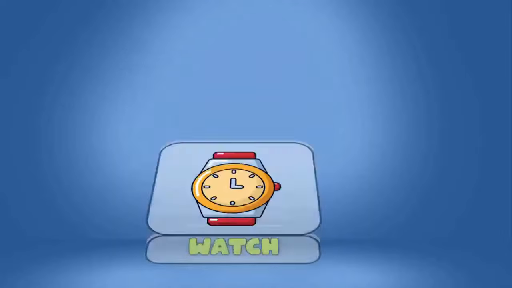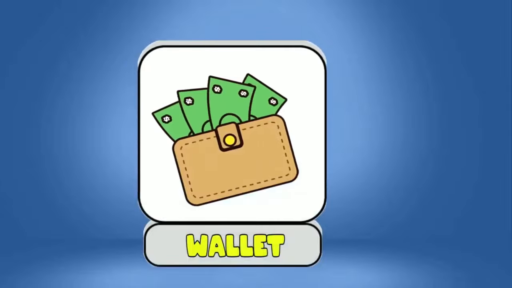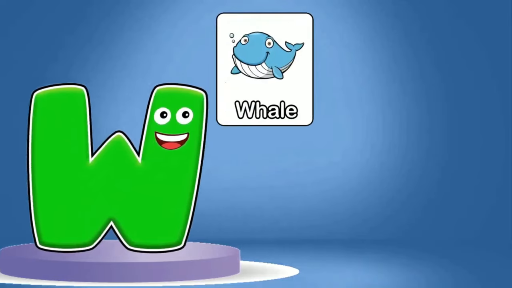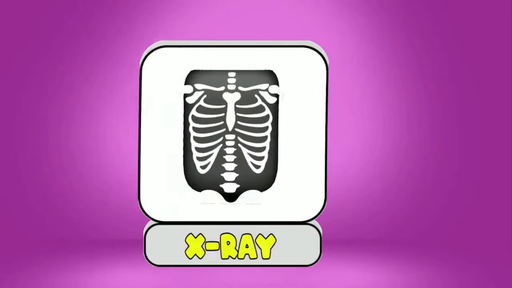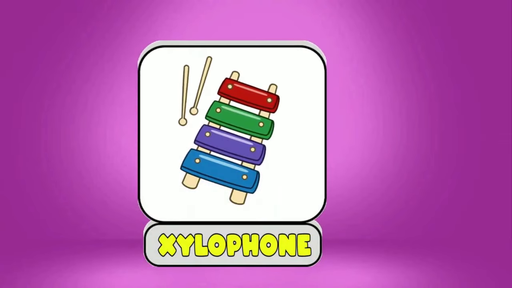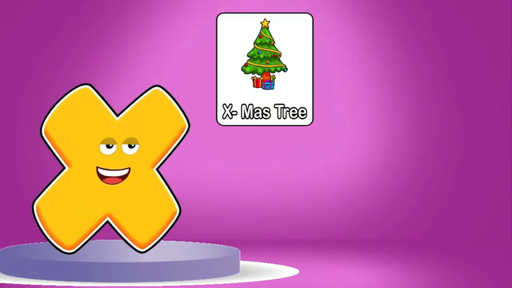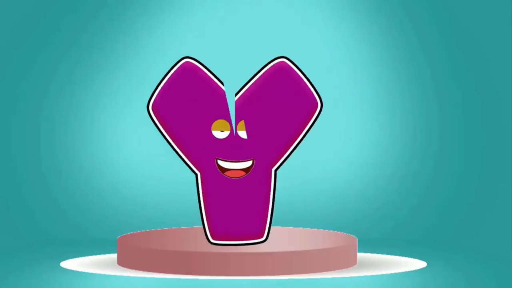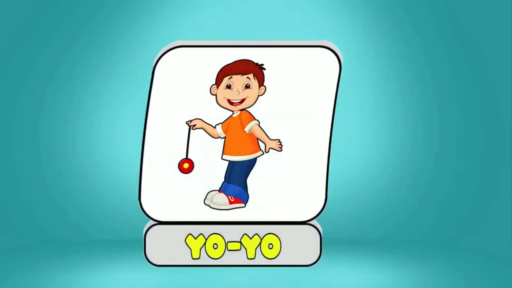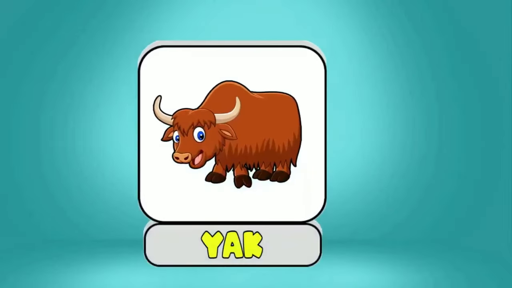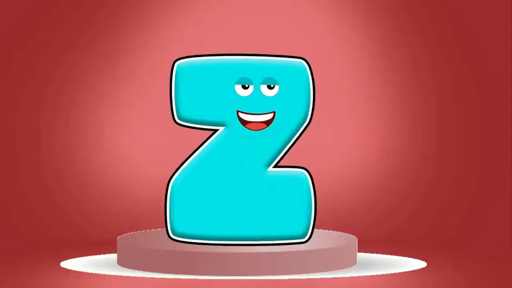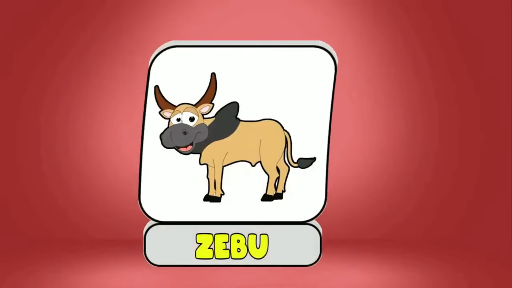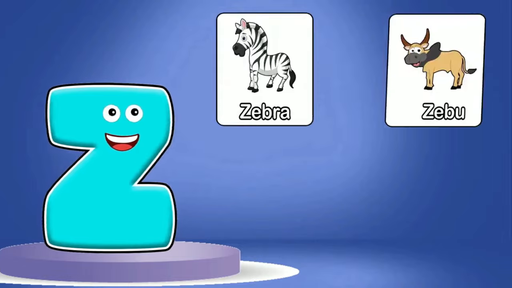This is W. W is for whale, watch, wallet. W. Whale, watch, wallet. This is X. X is for Xmas tree, X-ray, xylophone. X. Xmas tree, X-ray, xylophone. This is Y. Y is for yacht, yo-yo, yak. Y. Yacht, yo-yo, yak. This is Z. Z is for zebra, zebu, zeppelin. Zebra, zebu, zeppelin.